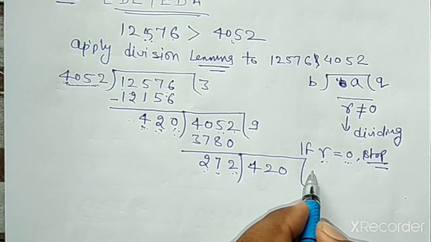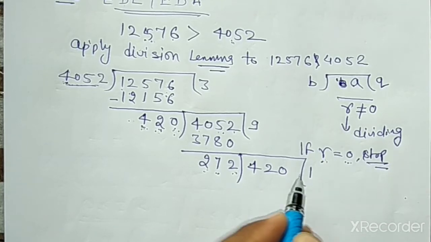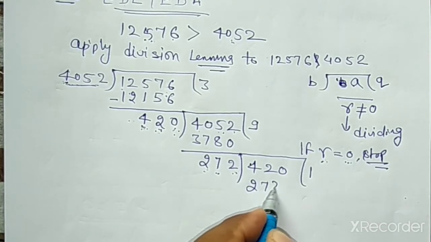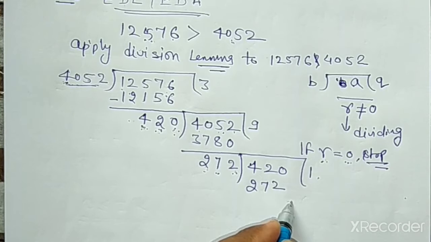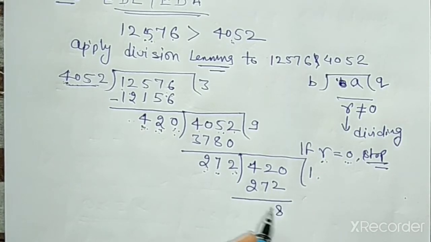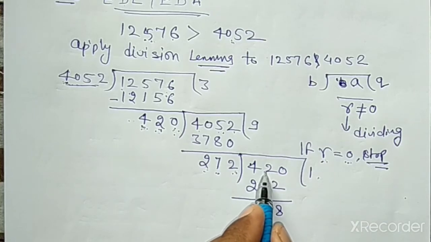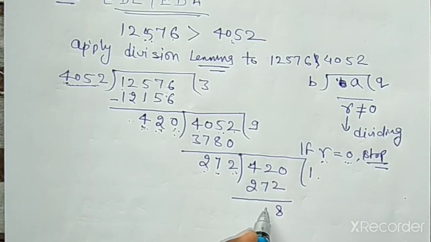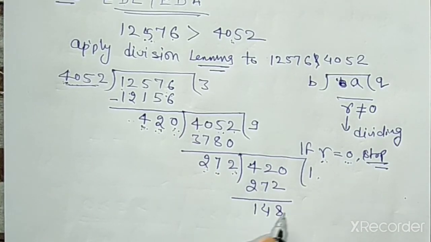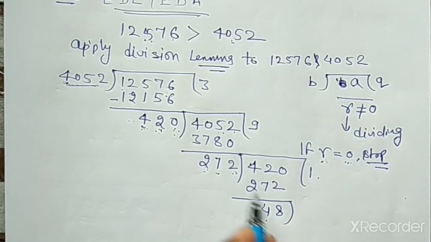420 divided by 272, so it comes only, I think, one time. One time 272 is 272. Subtract, and the remainder is 148. Again the remainder is not 0, so keep on dividing. This divisor will again become the dividend next time.